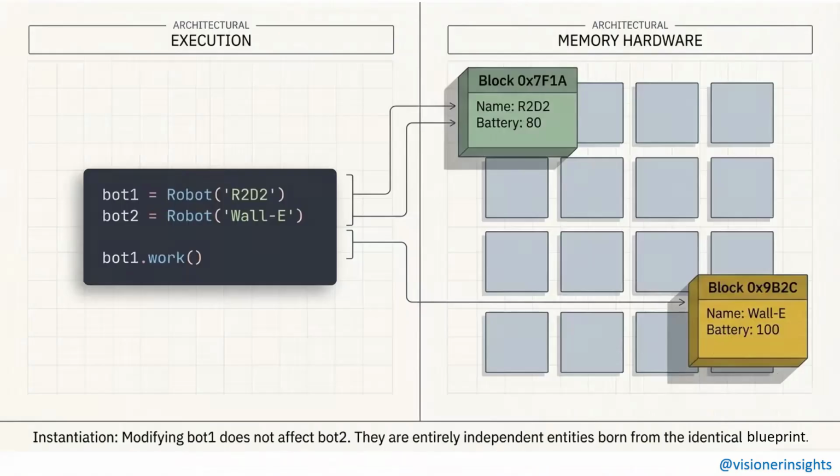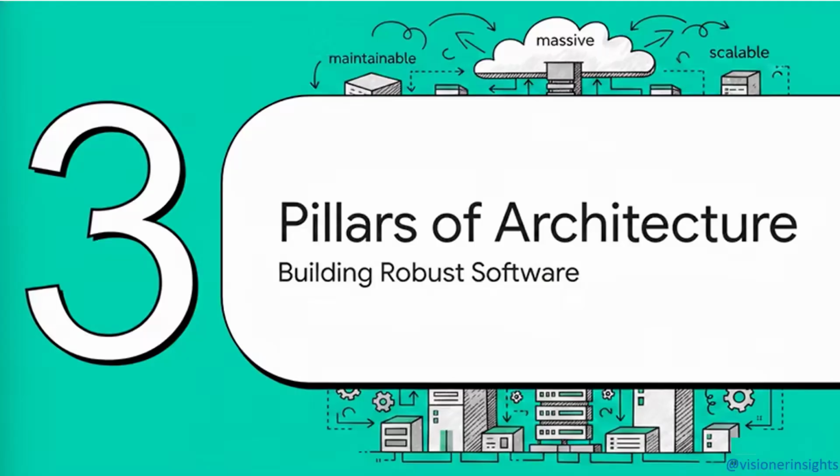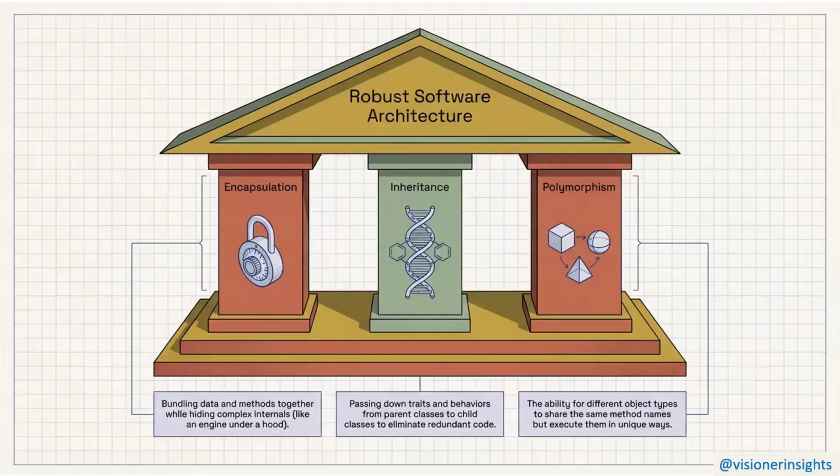Okay, so we know how to build a single object. Let's zoom out a little bit. How do these ideas help us build massive, complex, and stable software systems? It all comes down to these three pillars. You've got encapsulation, which is just bundling the data and methods together to protect them, kind of like putting the engine safely under the hood of a car.